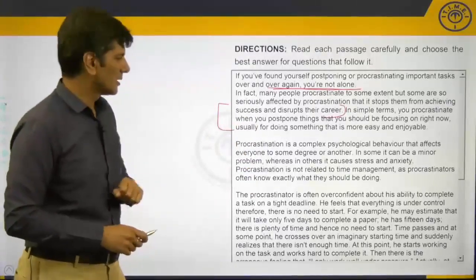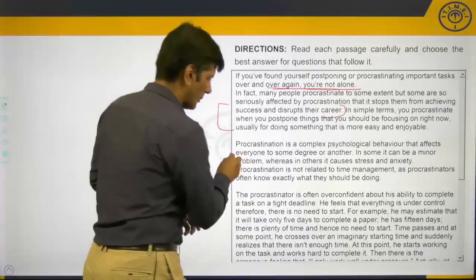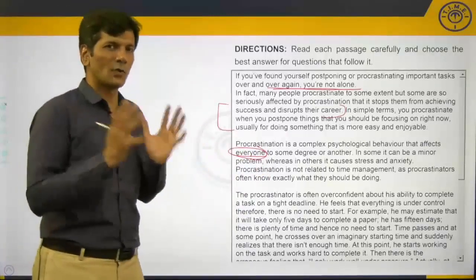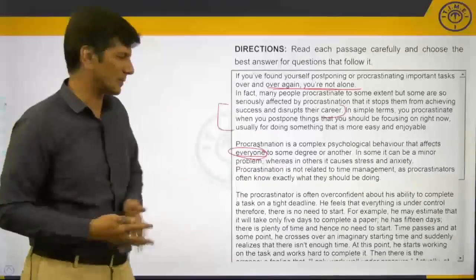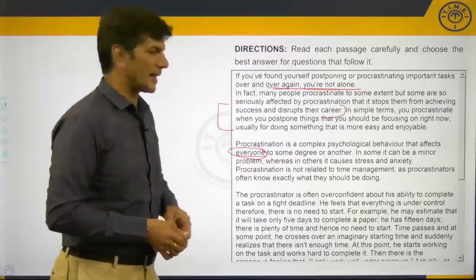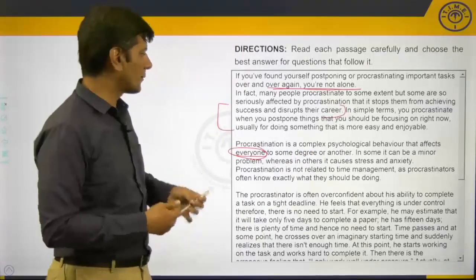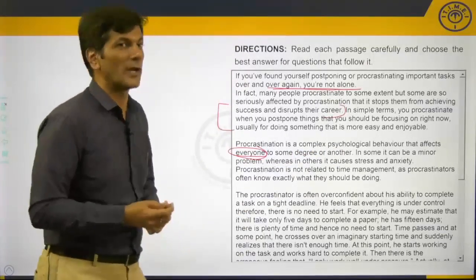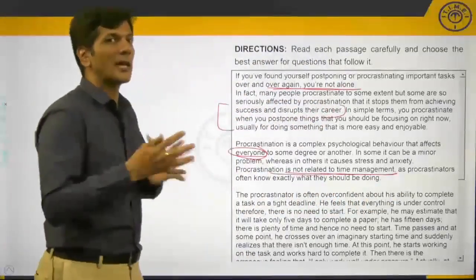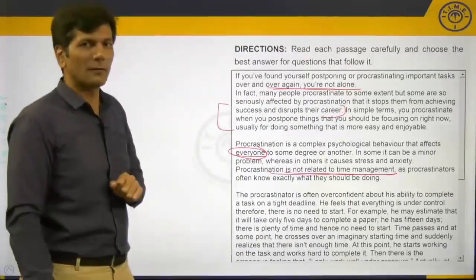Second paragraph. Procrastination is a complex psychological behavior that affects everyone to some degree or another. So remember that the author has already overstated, generalized procrastination to everybody, no one's an exception. In some, it can be a minor problem, whereas in others, it causes stress and anxiety. Procrastination is not related to time management, as procrastinators often know exactly what they should be doing. So the fact that this is actually related to time management is a misconception. That's a key takeaway from this particular paragraph.